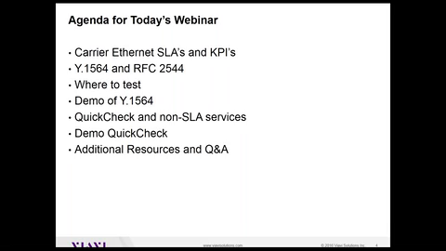We'll discuss where to test in a network and exactly what some of the test methodologies and strategies might be. We'll do a demo of Y.1564 so you can get a sense of how that test works. A lot of folks are probably doing 2544 today, so moving to 1564 might be something you're interested in doing. And then we'll talk about a test that we call Quick Check and some of its uses for what we will refer to as non-SLA services. So we'll talk about what those might be and what the use cases are.